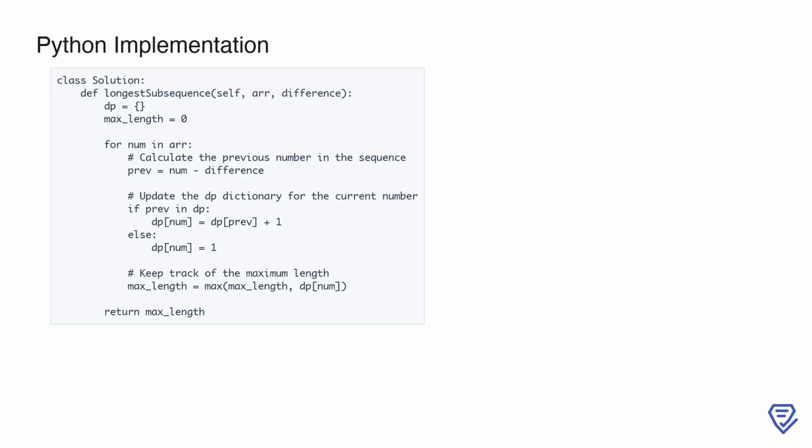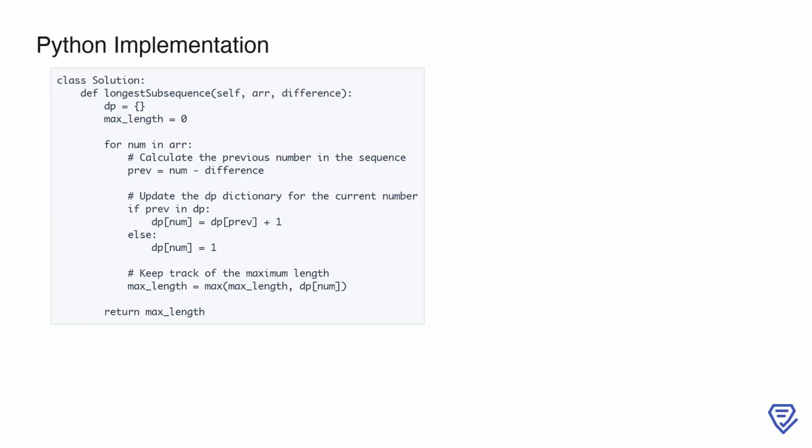2. Tracking the maximum length. max_length is used to record the longest subsequence length encountered during the iteration. 3. Iterating through the array. The for loop iterates over each number in the input array arr. For each number, it calculates the previous number in the desired arithmetic subsequence, previous = number - difference. If previous exists in dp, it means we can extend the subsequence ending at previous by including the current number, so dp[number] is updated to dp[previous] + 1. If previous is not in dp, the current number starts a new sequence, so dp[number] is initialized to 1.